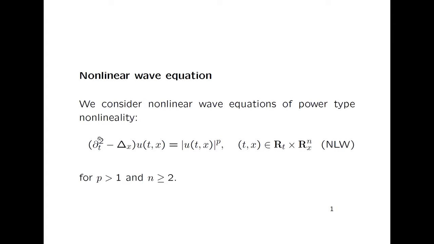It's very simple. Let's consider this type of nonlinear wave equation with power type nonlinearity, and let's call it the NLW, the abbreviation of nonlinear wave. During my talk, I always assume that p is strictly greater than one, a superlinear growth nonlinearity, and the spatial dimension n is greater than or equal to 2. Otherwise, we cannot expect the existence of the solution to this equation.